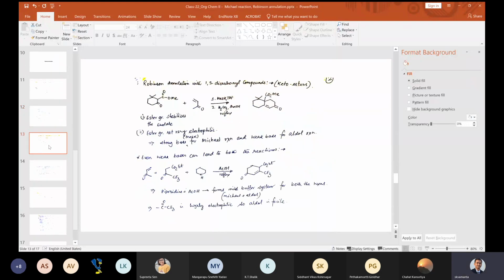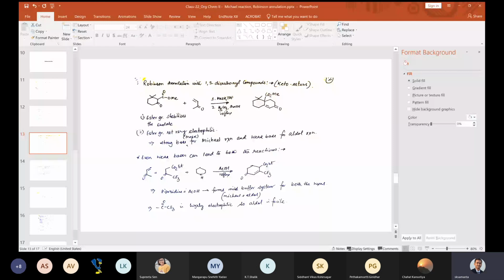Now see some examples. So here we take first a 1,3-dicarbonyl compound. This is a ketoester. Ketoesters are very good compounds for Robinson annulation, because this ester moiety increases the acidity of this proton, and this ester is also not very electrophilic, so they don't lead to side reactions. So this negative charge reacts here, and then this CH3 reacts back here, followed by dehydration, leads to this product.